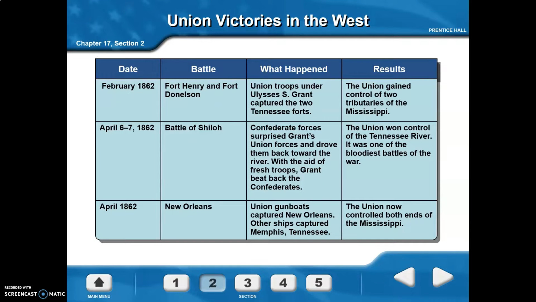At the Battle of New Orleans in 1862, Union gunboats captured New Orleans and other ships captured Memphis, Tennessee. So the Union controlled both ends of the Mississippi, but there's one area that's kind of in the way of having complete control, which Grant is trying to go after.